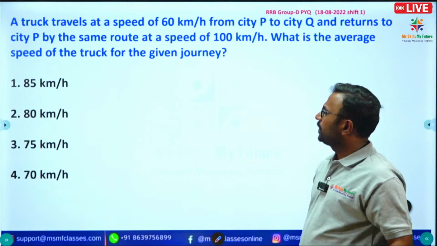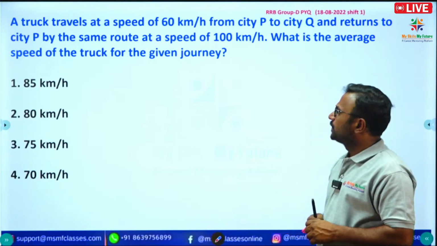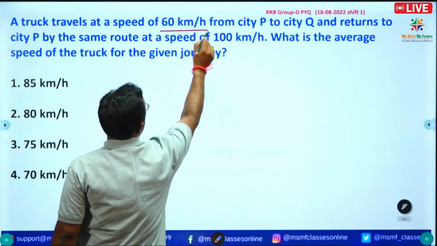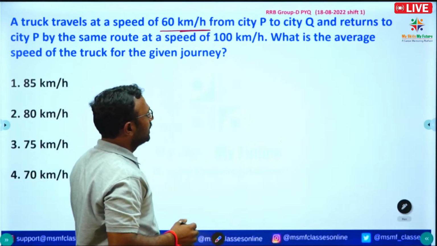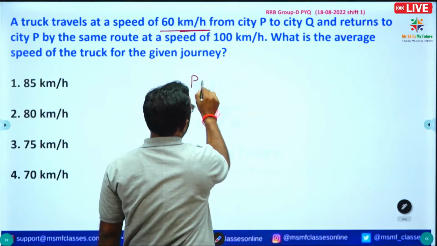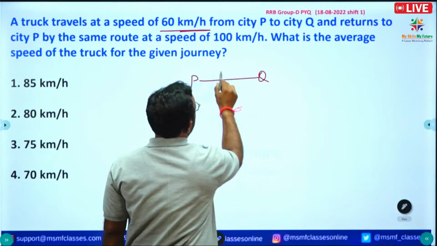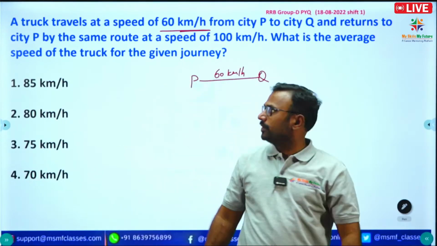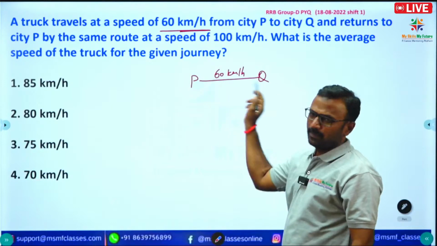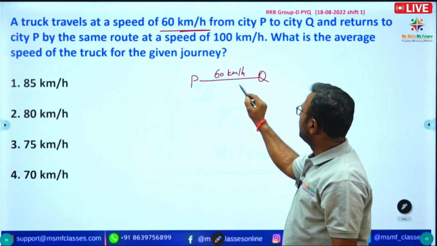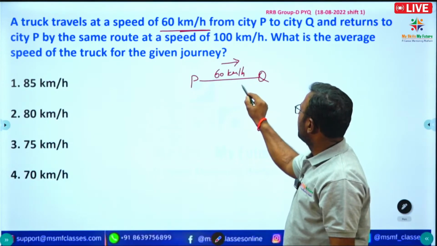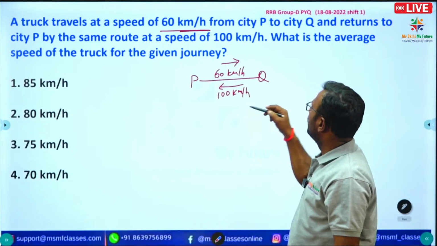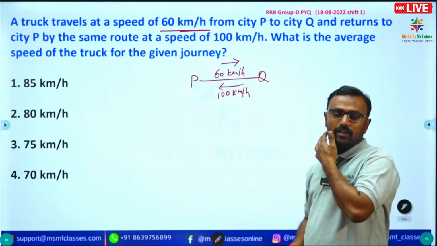Right. See, the question is based on speed. A truck travels 60 kilometers per hour from city P to city Q, and returns to city P by the same route at 100 kilometers per hour. This is the going speed, and here they have given the coming speed. What is the average speed of the truck for the whole journey?